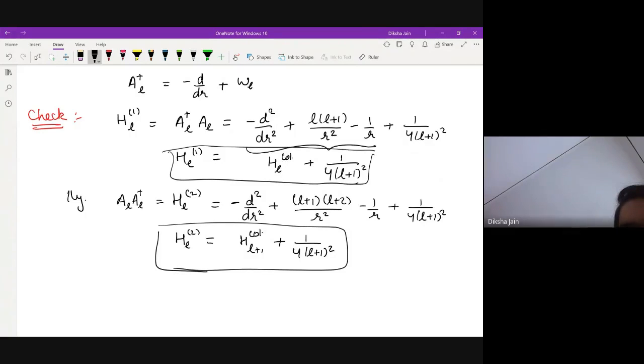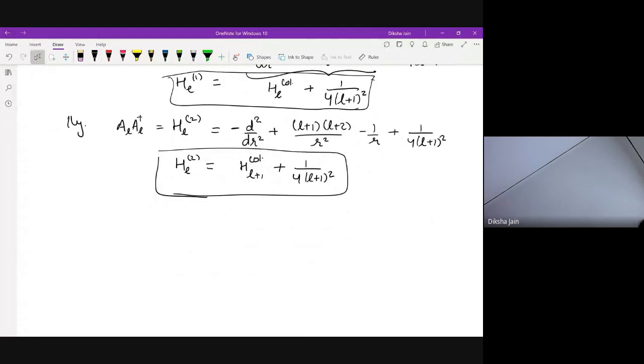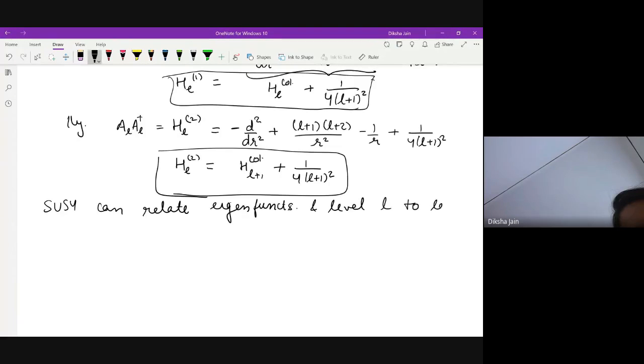So notice that now both the supersymmetric Hamiltonians get related to the same system, which is the Coulomb potential, but at different L. So hence we can use supersymmetry to relate the eigenfunctions. So we can use SUSY to relate eigenfunctions at level L to level L plus 1.